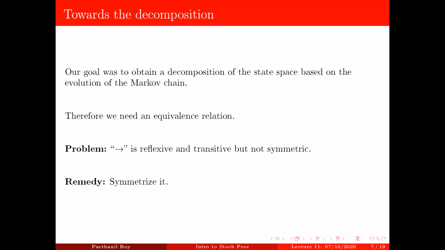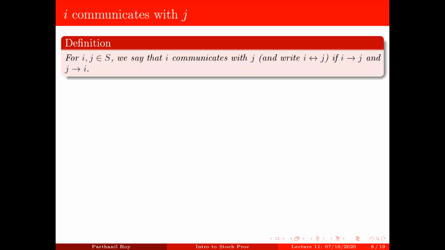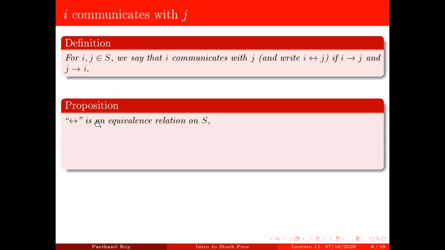So this motivates the next definition, namely the communication relation. So we say that i communicates with j and write i double arrow j, or we'll just read it as i communicates with j if i leads to j and j leads to i. This is just the symmetrized version of the leads to relation. That's all. Therefore, it's not surprising at all that this relation is indeed an equivalence relation.